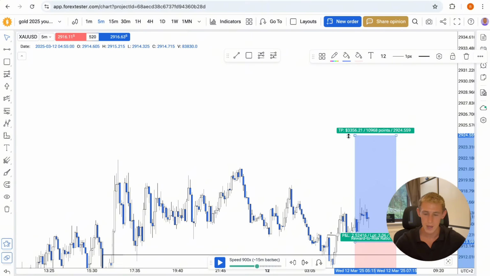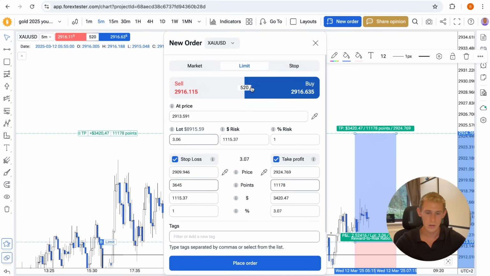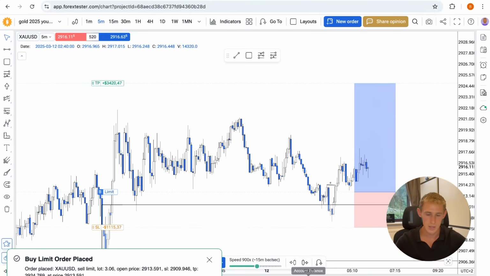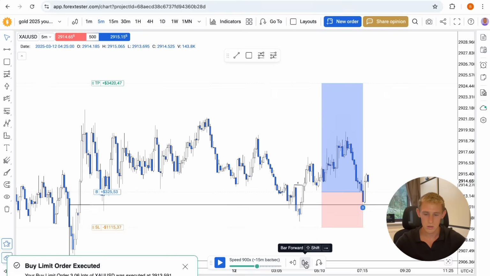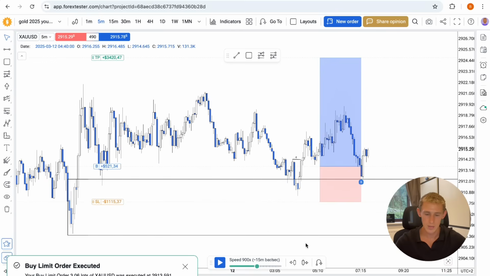Mechanical 1 to 3 TP. Place the order and see if this pulls back for us. Nice, we're in. Let's have a look if this can continue up.